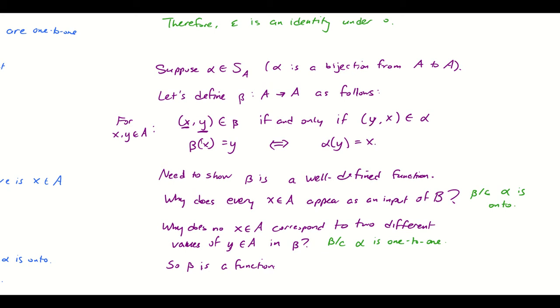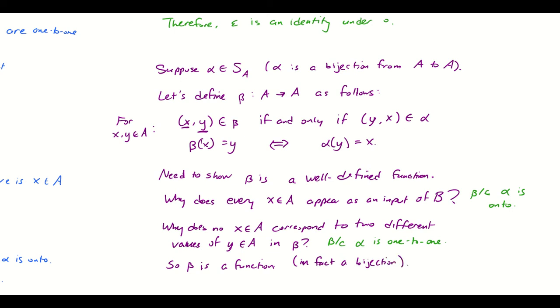So for every y in A, there has to be some x corresponding, which means for every y here, there has to be some corresponding input. So that's why beta is onto. So I'm just going to write here that, in fact, it's a bijection. It's possible to write that argument more carefully. I just didn't want to make this video 10 minutes longer.